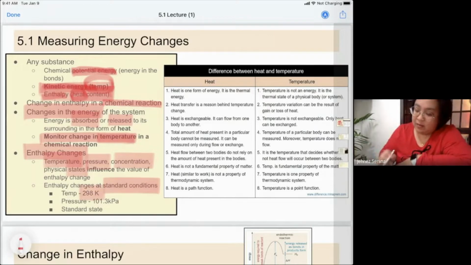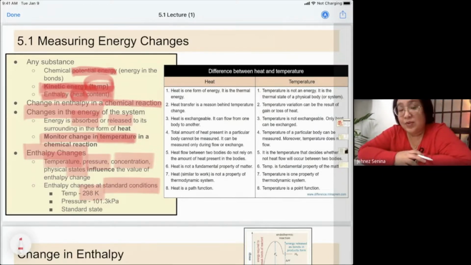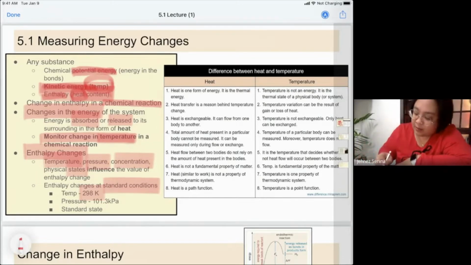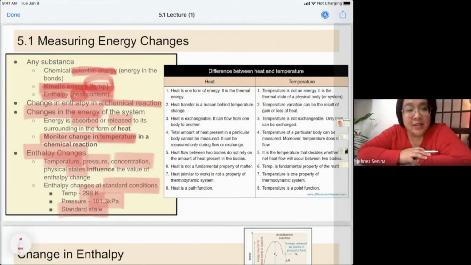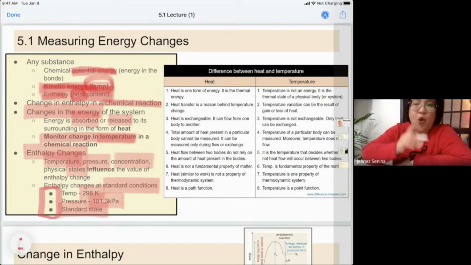Temperature being about 20-something degrees Celsius, room temperature, or 298 Kelvin, pressure being 101 kilopascals, and we always consider whether they are reacting in their standard state, okay? So if all of these are controlled, then we have one standard of measuring enthalpy changes.